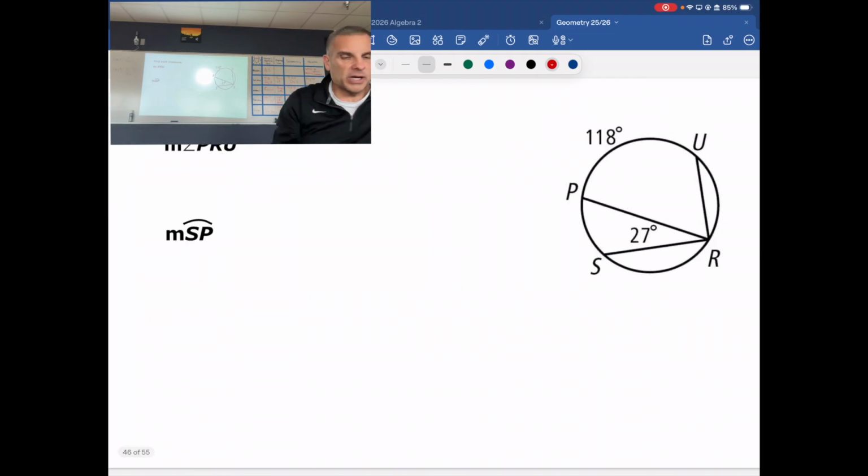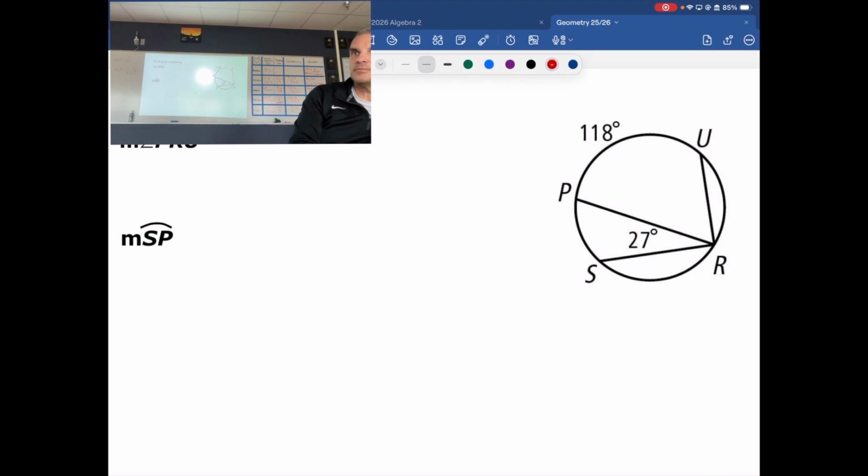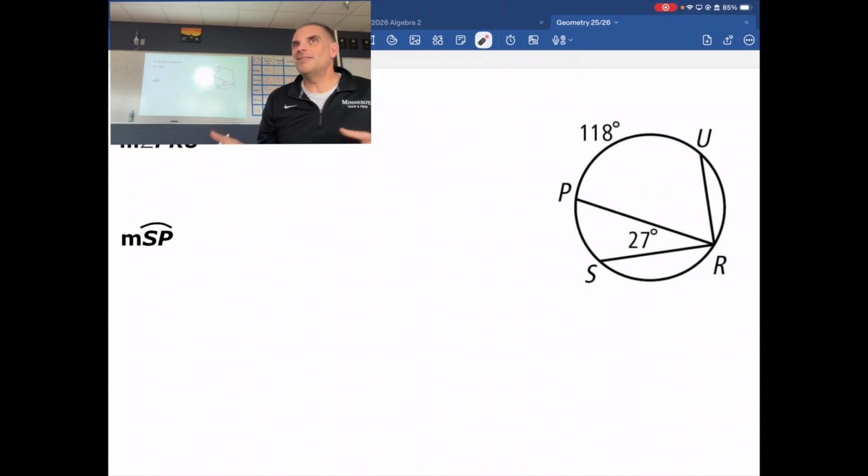Things become much more complex. You've got all these things happening, and a bunch of different inscribed angles within this problem. So it's kind of that same thing that we talked about with the central angle. Fill in what you know first, and then answer the questions that are sitting there.